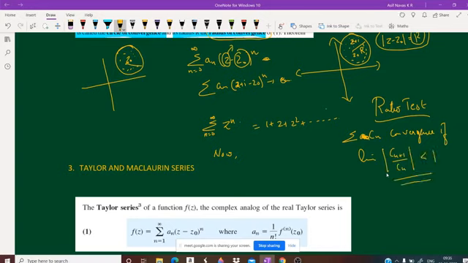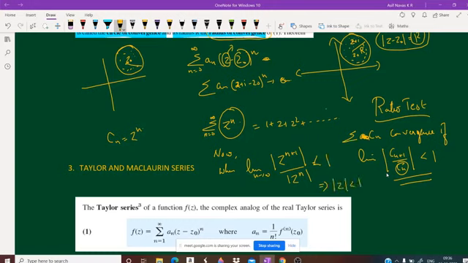So this power series converges when the limit as n tends to infinity of mod, here c n is z power n, so z power n plus 1 divided by mod c n z power n, is less than 1, which implies mod z less than 1. So this is the circle. That means mod z minus 0 less than 1. So this one is the radius of convergence.